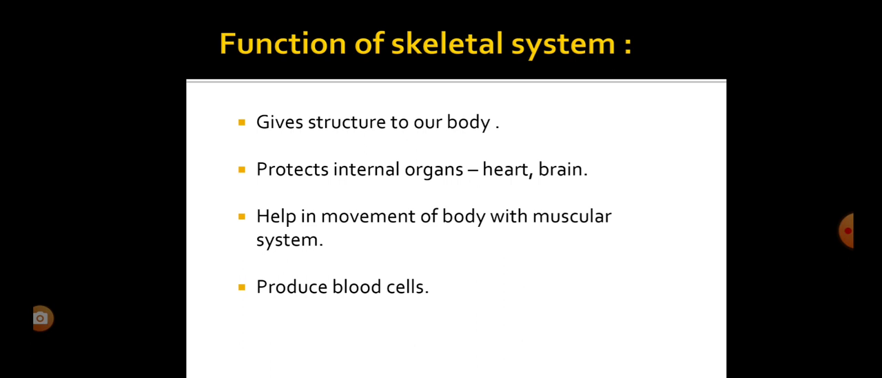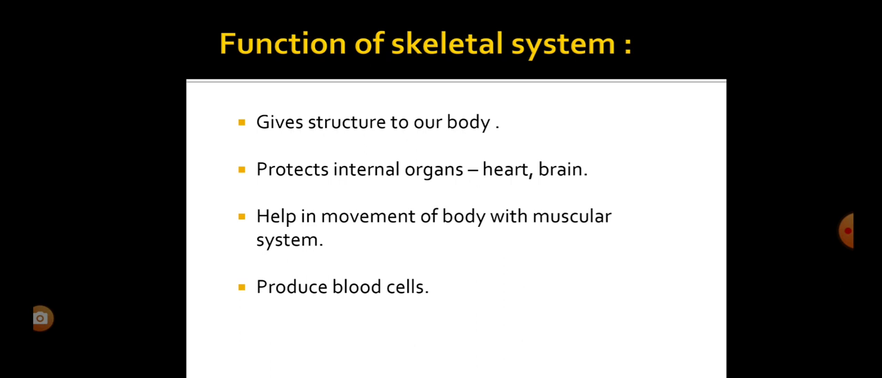Next, what is the function of our skeletal system? As I have told, the skeletal system forms the framework of our body, and it gives the proper structure of our body. It protects our internal organs. Internal organs means the organs present inside our body, like our heart, our brain, kidney. The skeletal system protects these organs from any kind of injury. It also helps in the movement of our body along with the help of our muscular system.